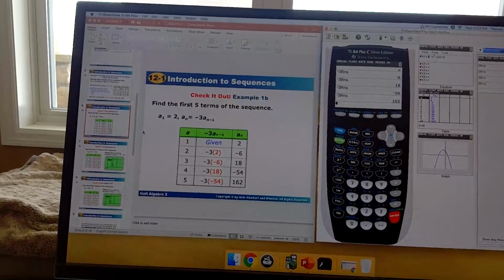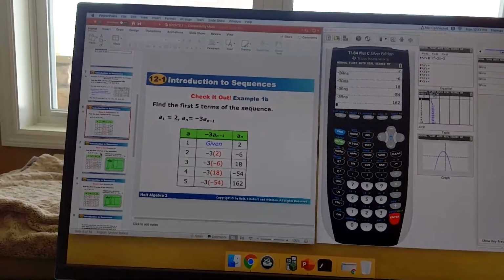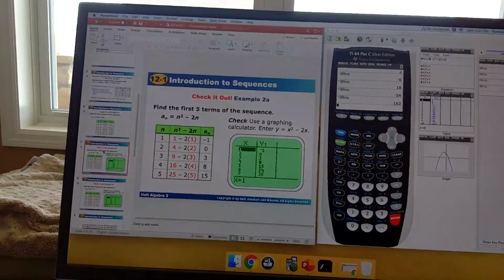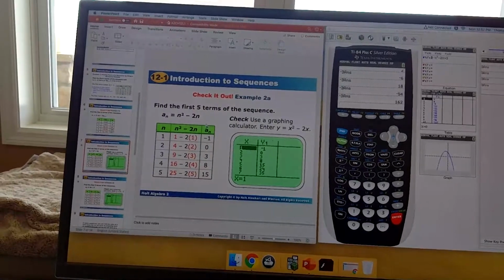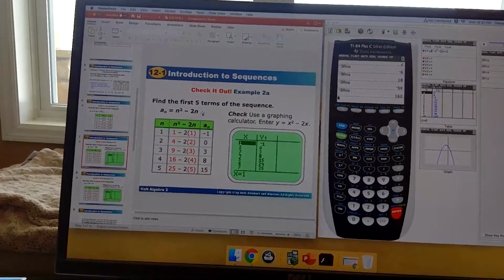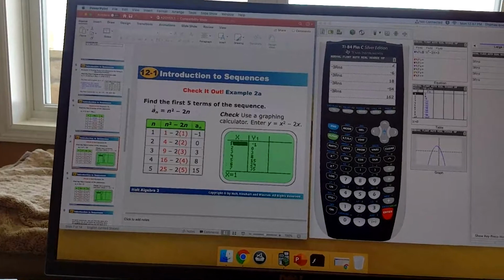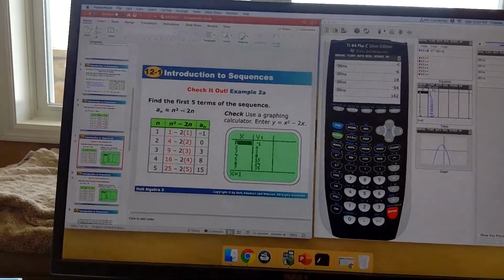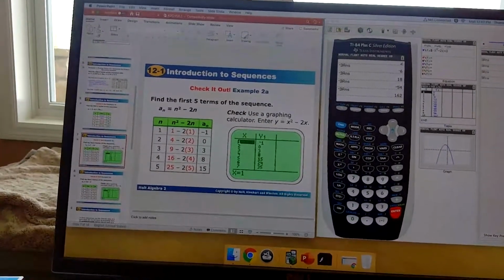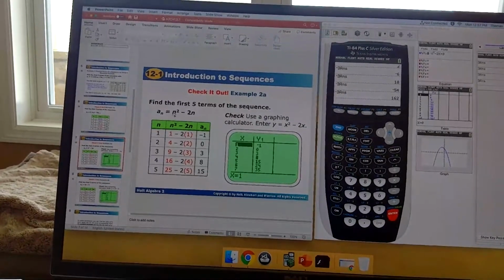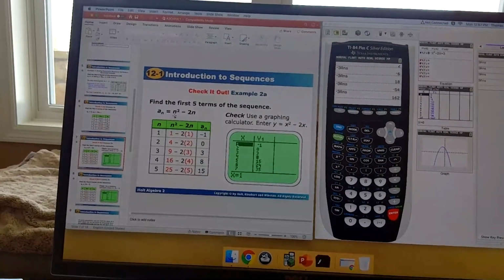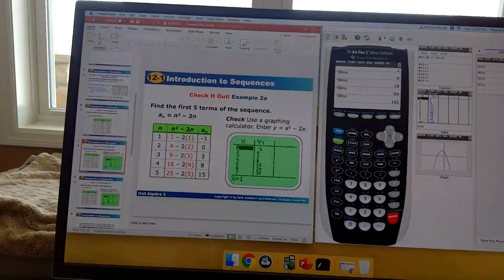All right, so now, what if we have something where it's not a recursive equation? What if it is an explicit rule? We're going to know that because they're not going to tell us what a sub 1 is. They're just going to give us a formula. If that's the case, here's what we do. We just put numbers in for n. So 1 squared minus 2 times 1.